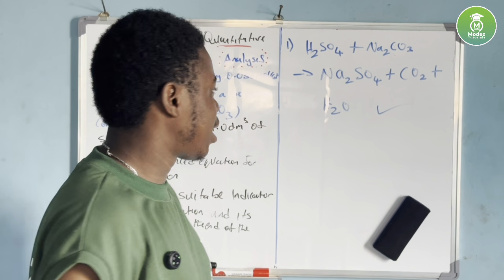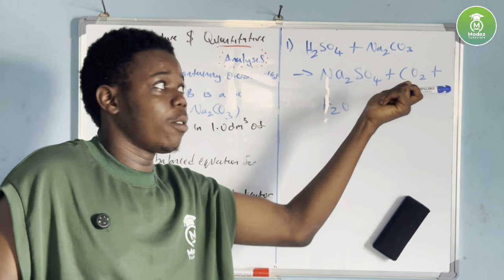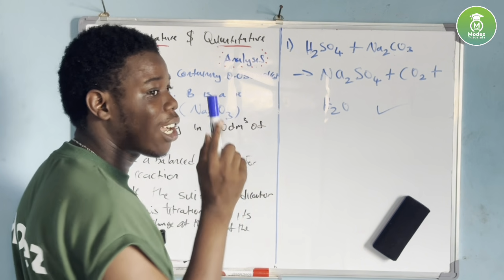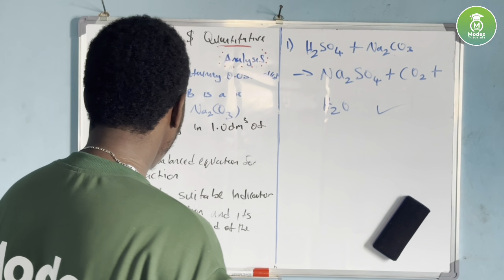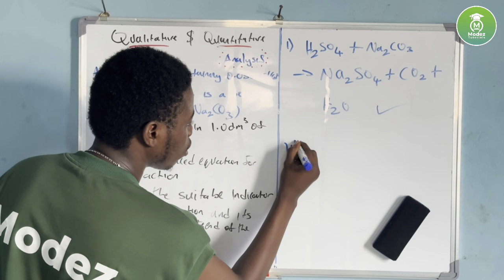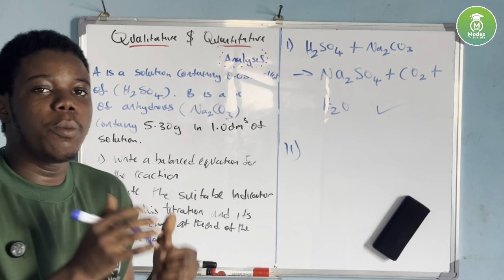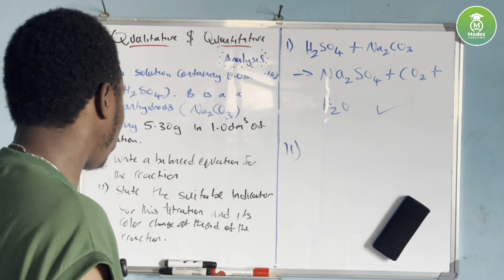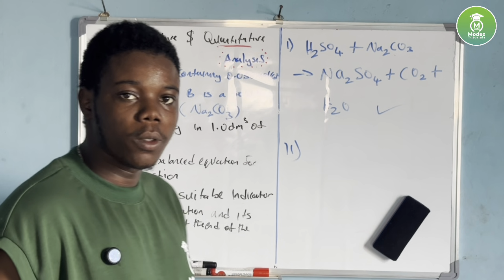That's why it's very, very important to know all those rules. All sorts of trioxocarbonate(IV), all sorts of trioxonitrate(V), all those things, go and know their reactions and what their products are. Very, very important. Now, for the second question, it says: state the suitable indicator for this titration and its color change at the end of the reaction.